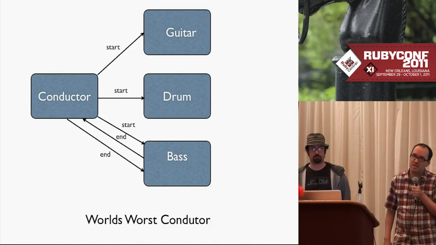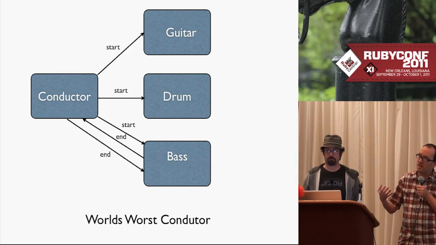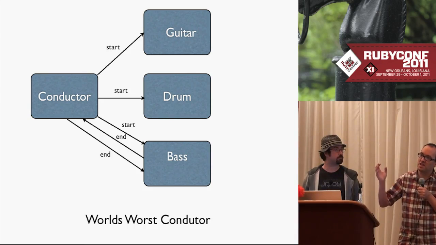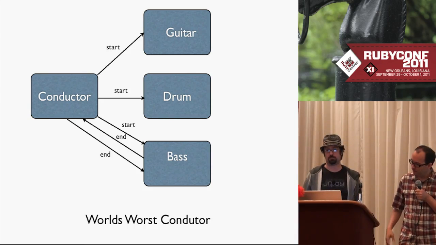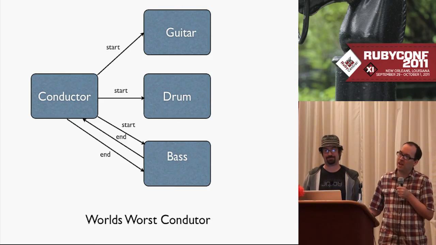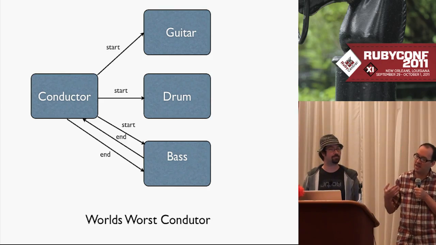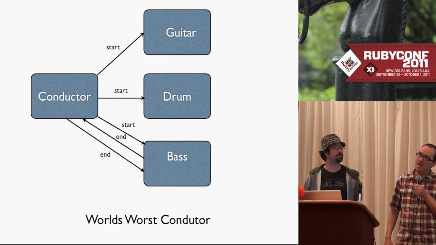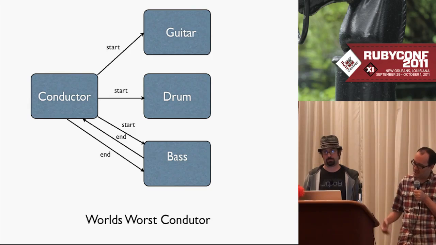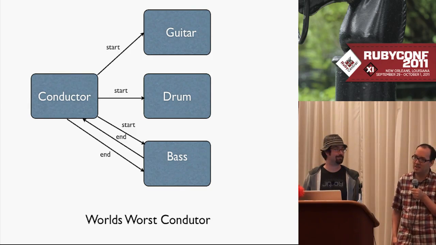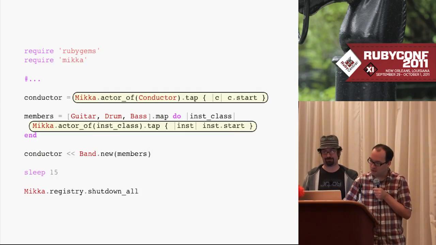There's 4 actors. There's a conductor that receives a band list, and then it sends start messages to each of the instruments, and then when one of the instruments is done playing, it sends a request back to the conductor saying, "Let me play my end note," and then it says, "Oh, okay," and then it plays it. This is a weird demo.